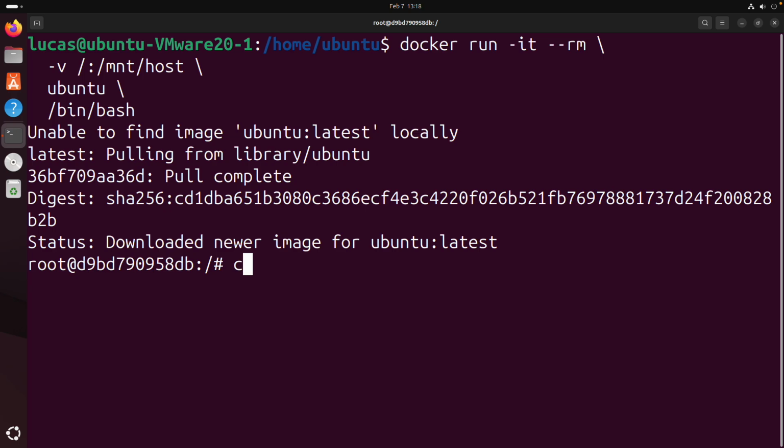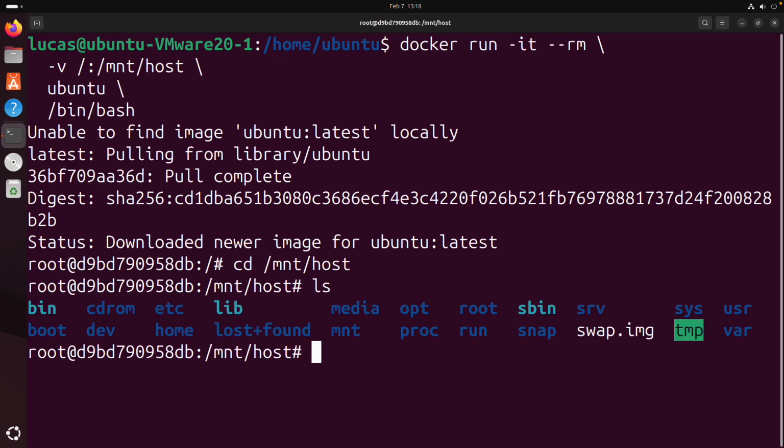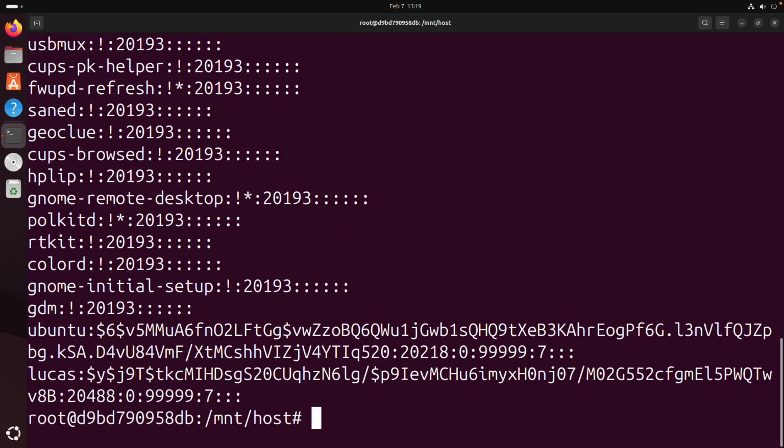But one thing interesting is that the /mount/host directory inside my container is actually the root directory of the host, Ubuntu-VMware 20-1. So from within the container, I can get the /etc/shadow file that I couldn't before. The thing is that my Docker container and the host share the same kernel, and this is extremely dangerous.